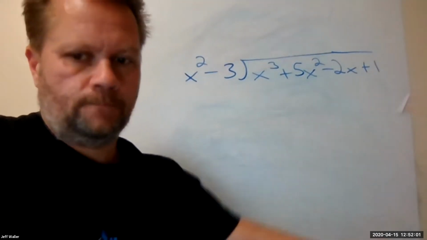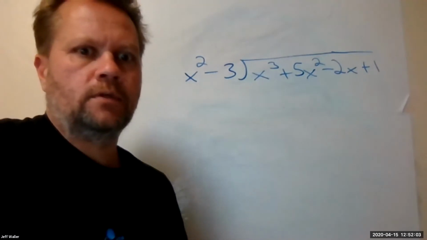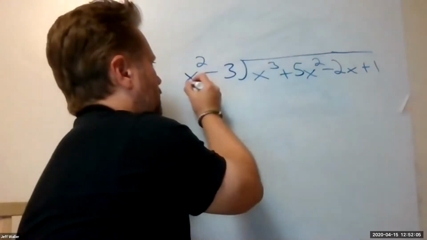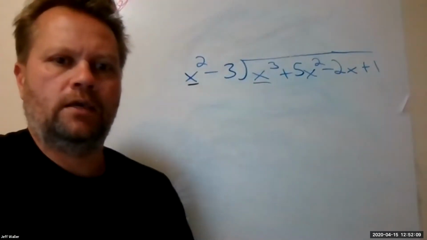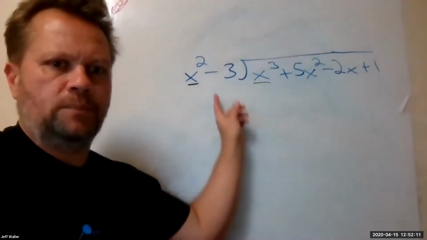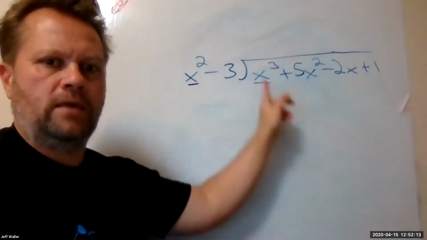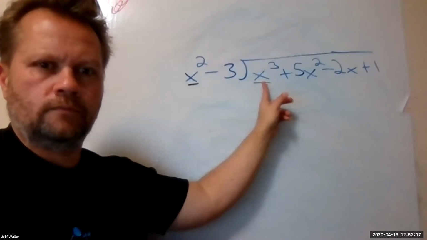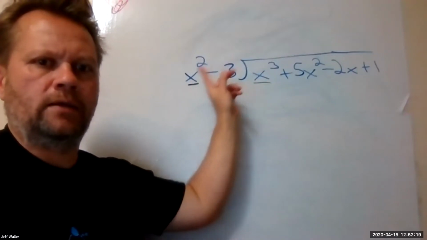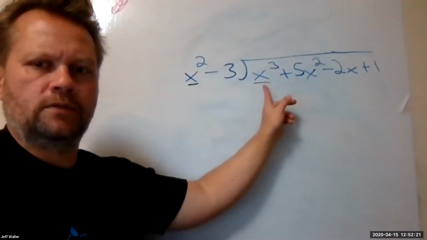Again, same steps. You look at the first piece of this and the first piece of this, and you say, what do you have to multiply this by to make this? What do you have to multiply x squared by to make this? X. Yeah.